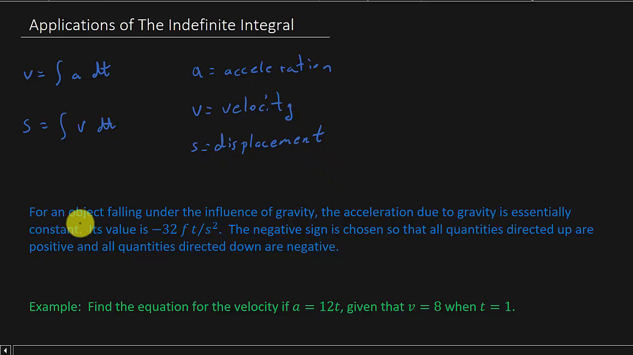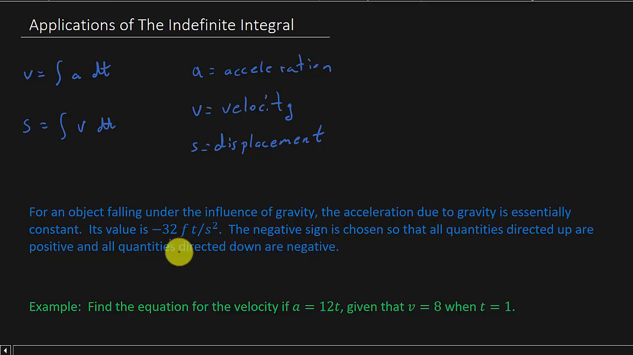All right, so let's look at this. It says for an object falling under the influence of gravity, the acceleration due to gravity is essentially constant. Its value is negative 32 feet per second squared. The negative sign is chosen so that all quantities directed up are positive and all quantities directed down are negative. And also, if you were in meters and seconds, instead of the 32, it would be 9.8 meters per second squared.